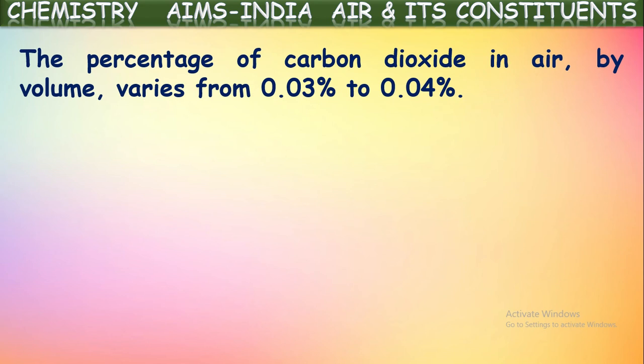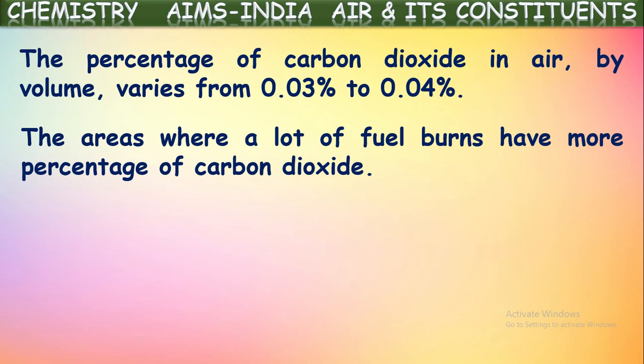The percentage of carbon dioxide in air by volume varies from 0.03% to 0.04%. Yes, actually the percentage of carbon dioxide by volume in the atmosphere is 0.03%. But in some areas it may vary up to 0.04%.